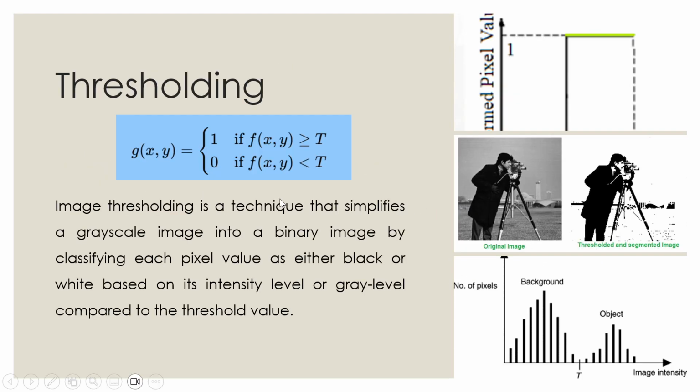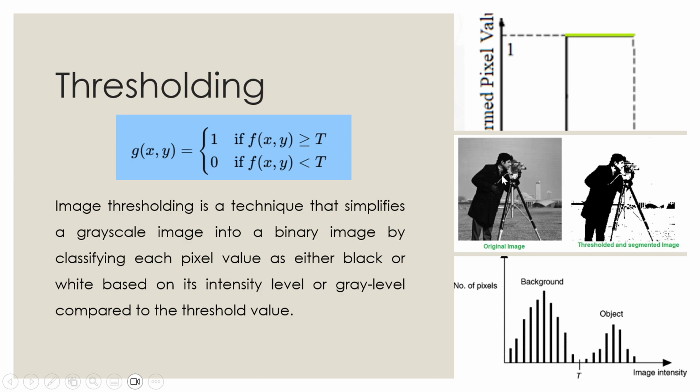Next is the thresholding. Thresholding is the technique in which the gray level values of the image are converted either into ones or zeros. That is, it will convert the grayscale image into a binary image. All the pixel values below the threshold T will be mapped to 0, and the pixel values more than or equal to the threshold T will be mapped to 1, which is a higher value.